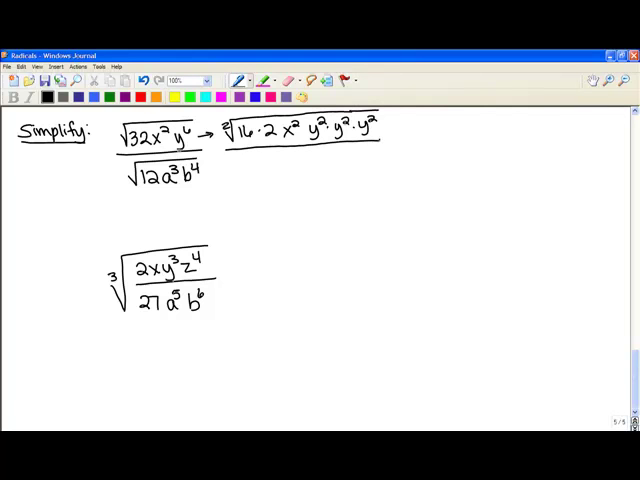Alright, now I'm going to do the same thing with the denominator. We have a square root there. So we'll think about 12 and see what perfect square goes into 12. That is 4 times 3 is 12. And then I'll break up these variables into powers of 2. So a cubed can be written as a squared times a. And b to the 4th is b squared times b squared.